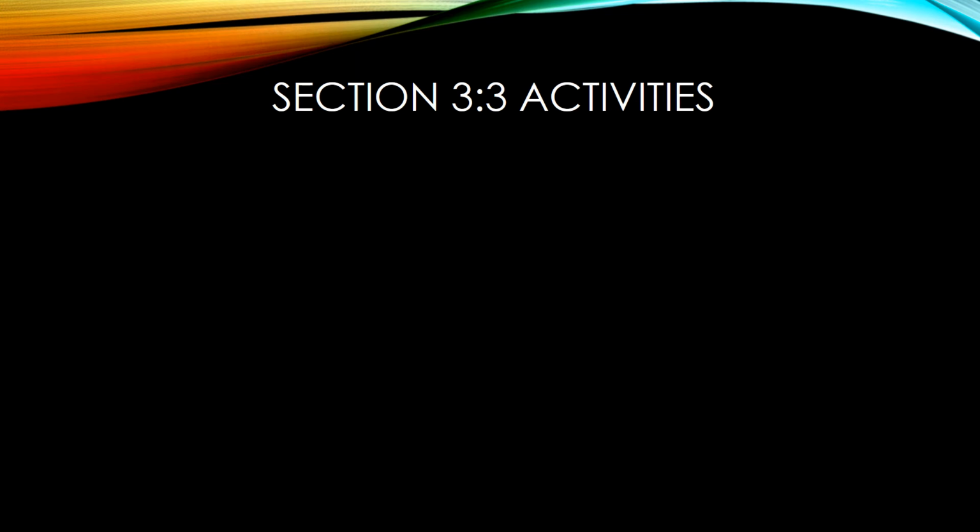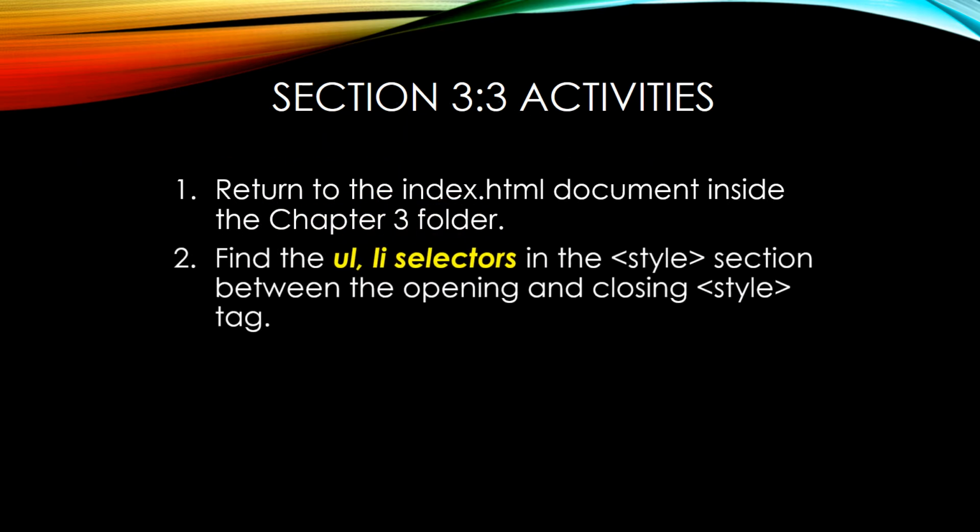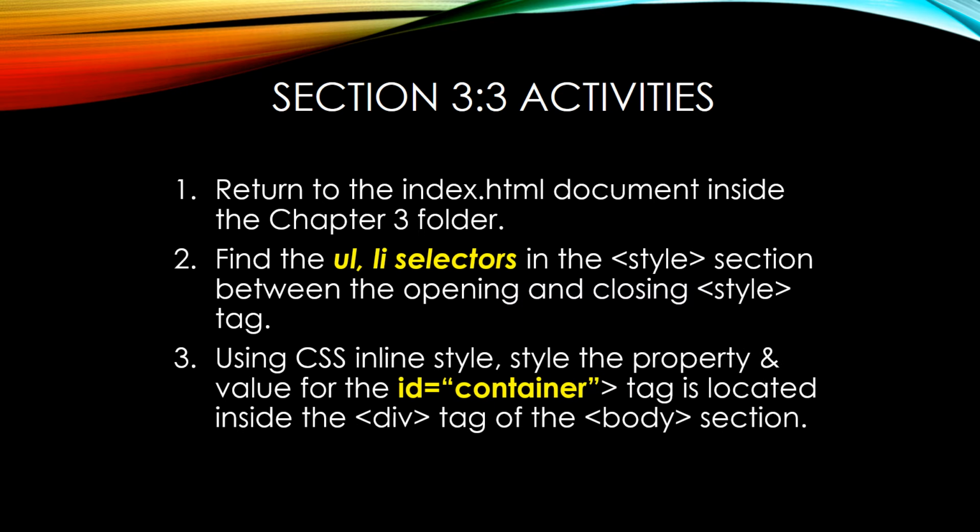Section 3-3 has just been completed. It's time for your activity. Return to the index.html document inside the Chapter 3 folder. Find the UL/LI selectors in the style section between the opening and closing style tags. Using CSS internal styling, style the property and value for the ID container tag located inside the div tag of the body section. Place the ID selector after the UL/LI selectors in the head section.